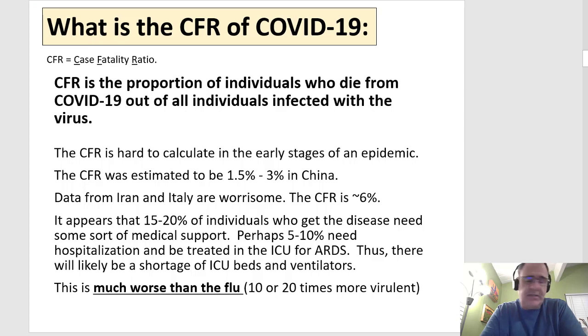So if this epidemic is growing quickly, we're likely facing a shortage of intensive care unit beds and ventilators all across the world. And many people talk about the flu. This is much worse than the flu. It's much more virulent, maybe 10, maybe 20 times more virulent than the flu.